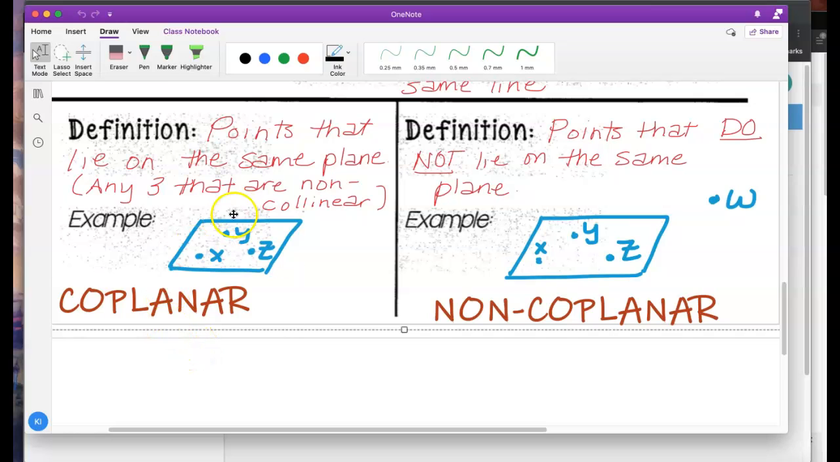So it kind of means the same thing. Coplanar, remember, we need 3 points to make a plane. I can draw a plane or a flat surface through any 3 points in the world that we live in here. And so coplanar points are points that lie on the same plane. And remember, like I said, any 3 non-collinear points.